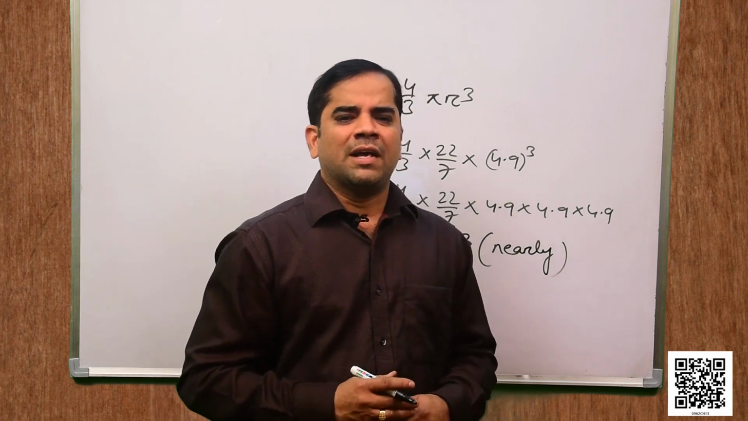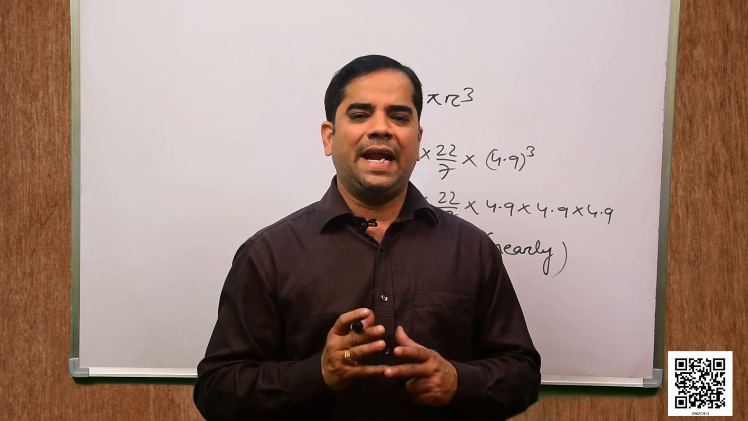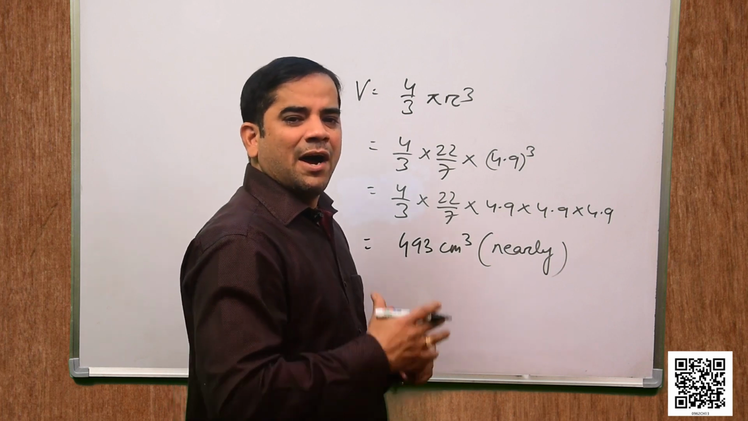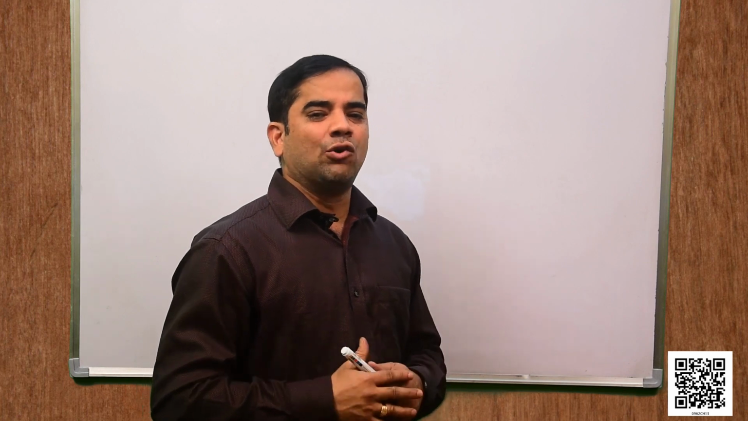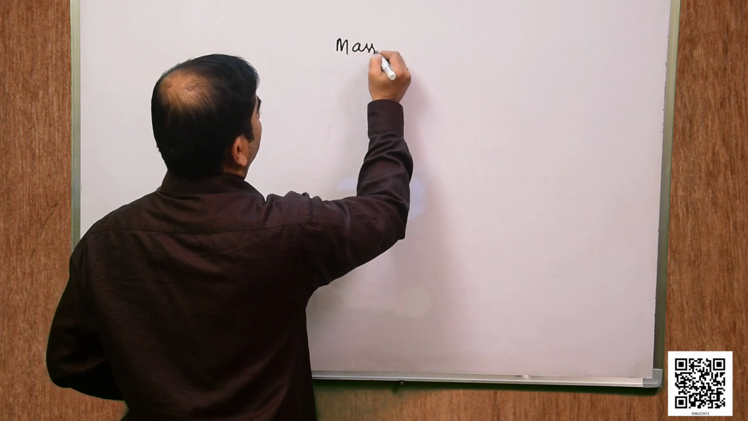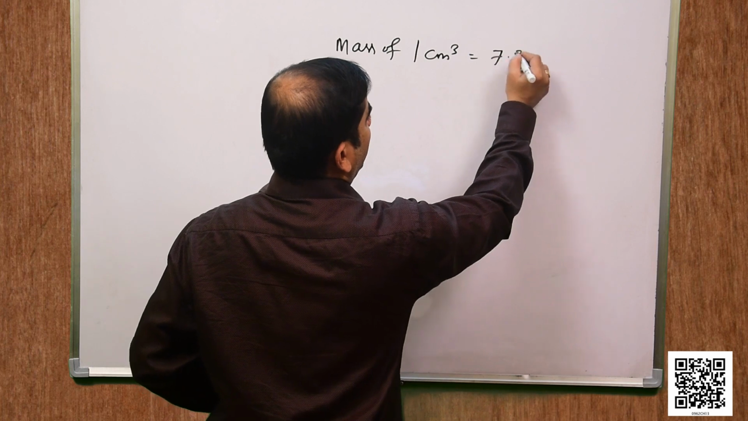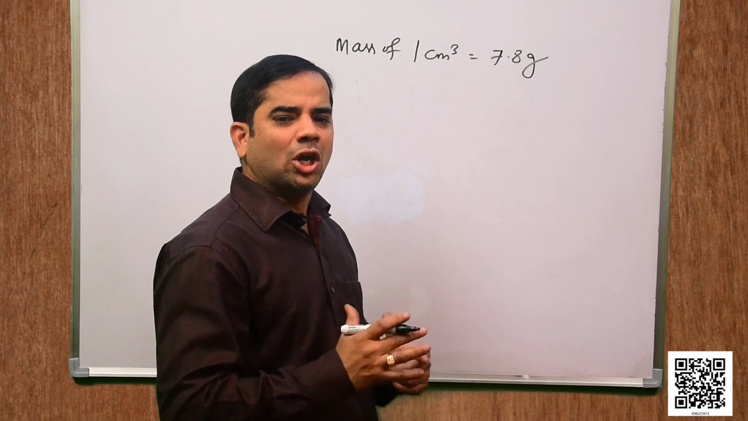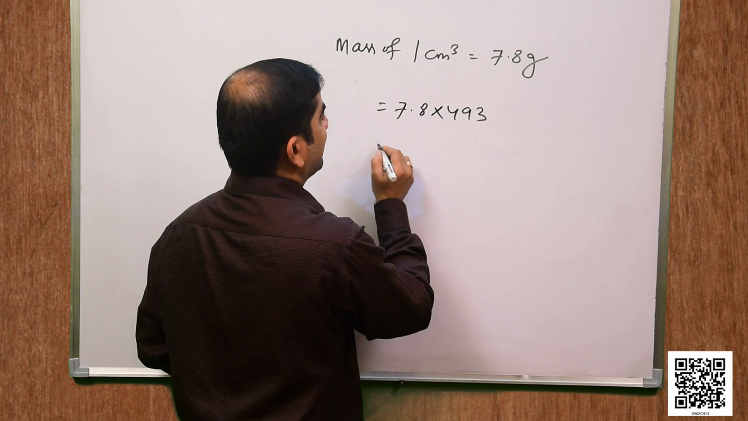Okay. Now, mass of 1 centimeter cube of metal is 7.8 gram. It is given. So, let us find the mass of the shot put. Mass of 1 centimeter cube is equal to 7.8 gram. Fine. So, what should be the mass of the shot put? That is 7.8 into 493.